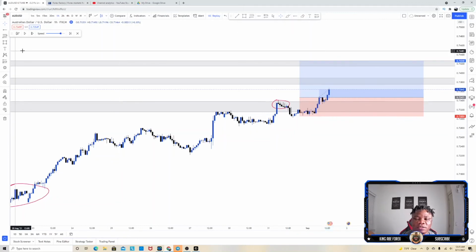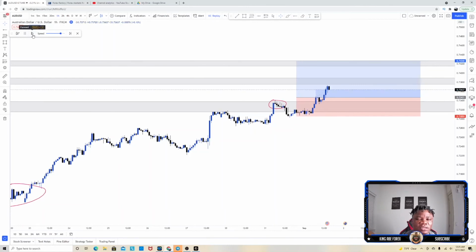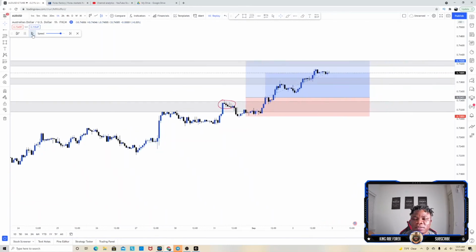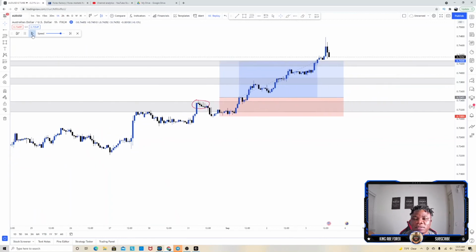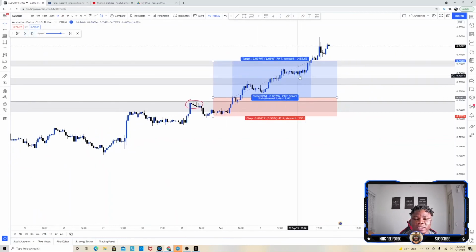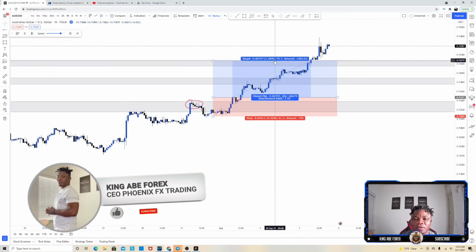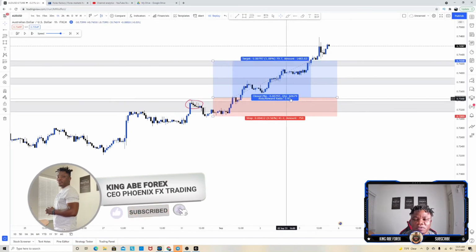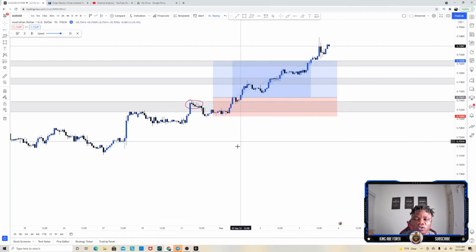So let's take a look and see how this trade actually played out. Right there, we got our take profit smashed for 79 pips, stop loss 41 pips, risk to reward ratio 1:9. So guys, this is exactly how you use the support and resistance trading strategy.